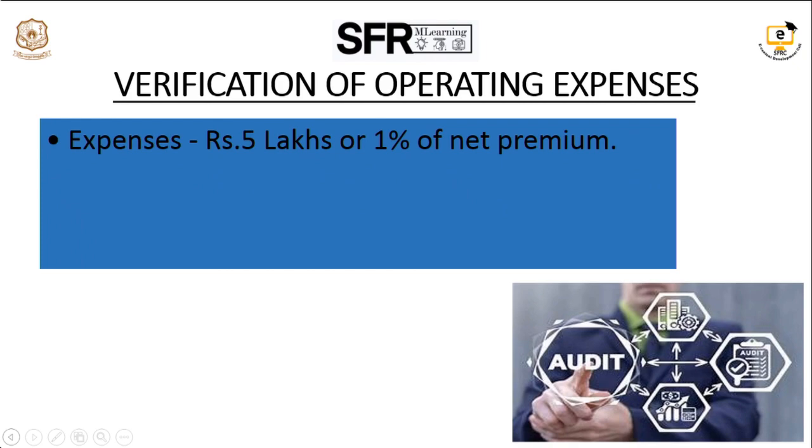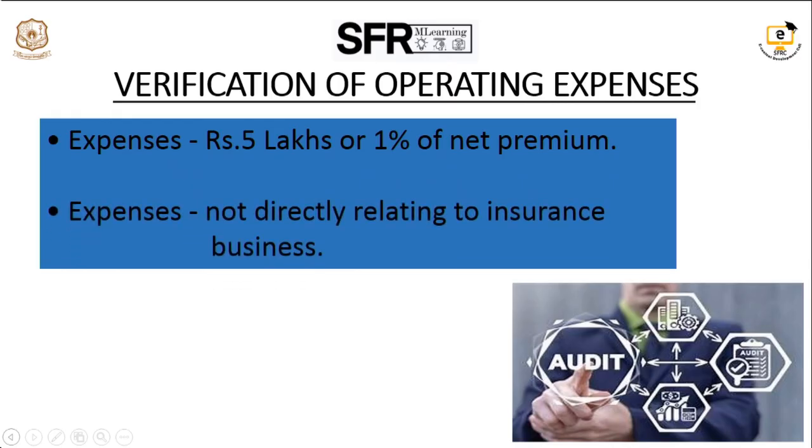Then verification of the operating expenses. All the administrative expenses in an insurance company are broadly classified under the 13 heads mentioned in Schedule 4. The auditor should check that expenses exceeding rupees 5 lakhs or 1% of the net premium, whichever is higher, should be shown separately, and expenses not directly relating to insurance business should be shown separately. For example, the expenses relating to the investment department, bank charges, etc.